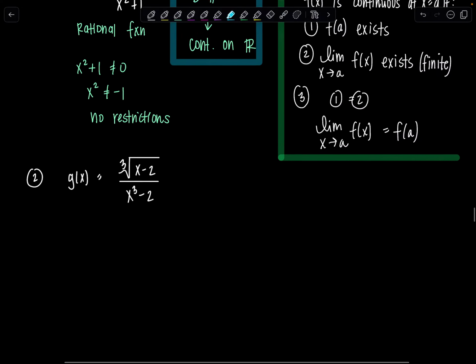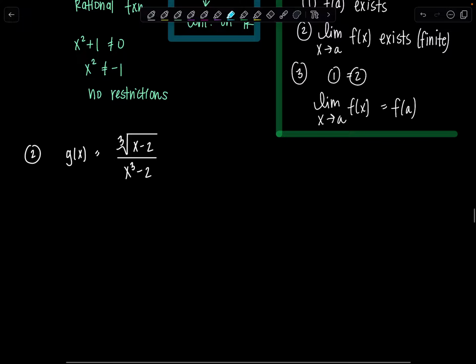Ooh, g of x equals cube root of x minus 2 over x cubed minus 2. What kind of function is g of x? Well, it's a combo, right? It's multiple functions from the list, but we're good. It's a combo of a radical function and, you know, we've got variables in the denominator. It's a rational function too. So we have a few things to keep in mind.